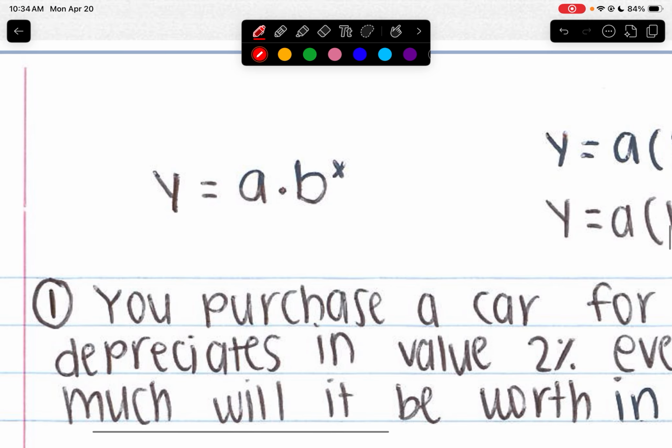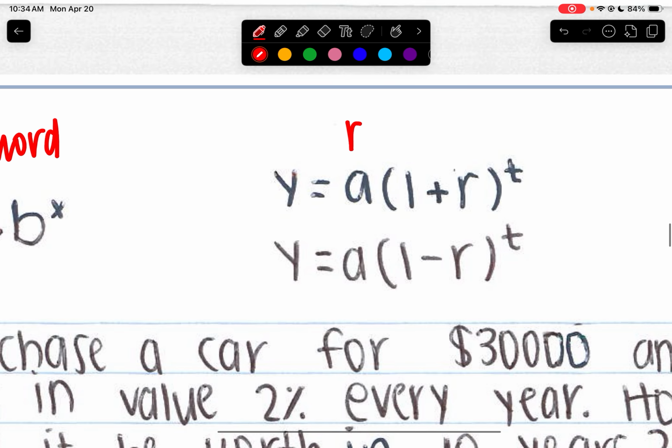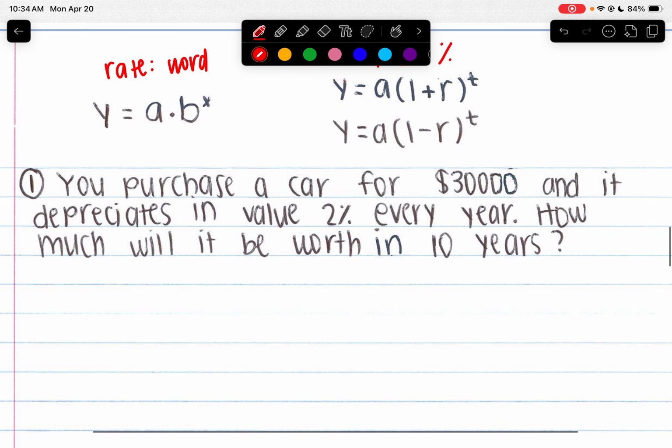So on the left side here, remember, we're only going to use this formula if the rate is given to us as a word. And we're going to use the right side if it's given to us as a percentage. I need to stop getting my left and right mixed up. All right, so we're going to start off with number 1.